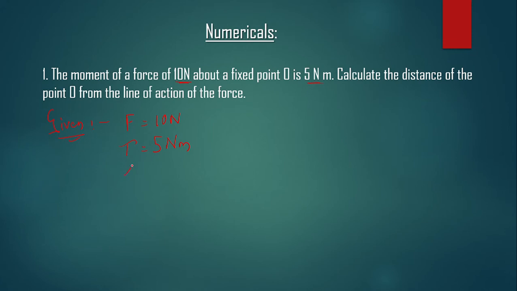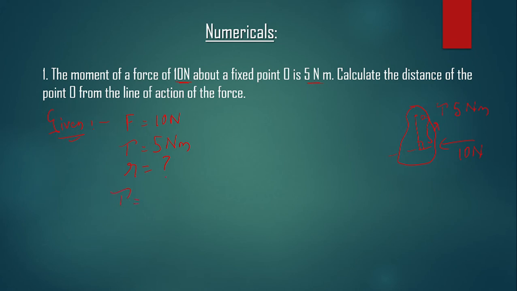So what we have to calculate is the distance between point O, the pivoted point, and the line of action of force. As we did in the previous diagram, suppose this is a body pivoted at point O. If there is a force applied, this will be the line of action of force and this will be the perpendicular distance. Force is given as 10 Newton and the torque generated is 5 Newton meter. We have to calculate this distance R.